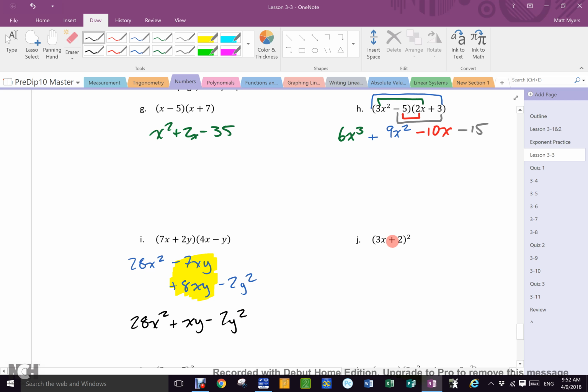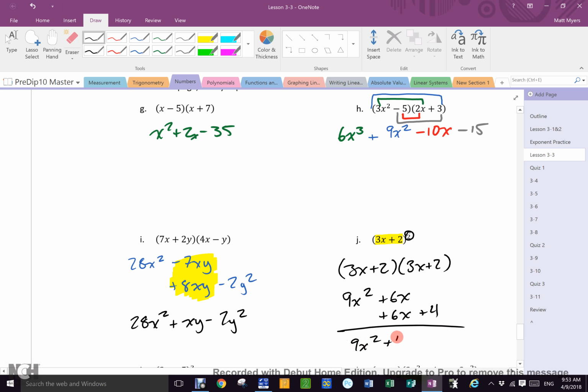What's this? Is it 9x squared plus 4? No. Why? Because it's squaring the thing in there and there's an unknown variable. That's the base, and squared means the whole base is squared. So it's 9x squared plus 6x plus 6x plus 4, which is 9x squared plus 12x plus 4.